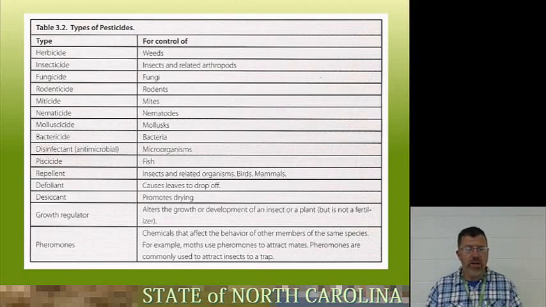And then pheromones: chemicals that affect the behavior of other members of the same species. For example, moths use pheromones to attract mates. Pheromones are also commonly used to attract insects to a trap.